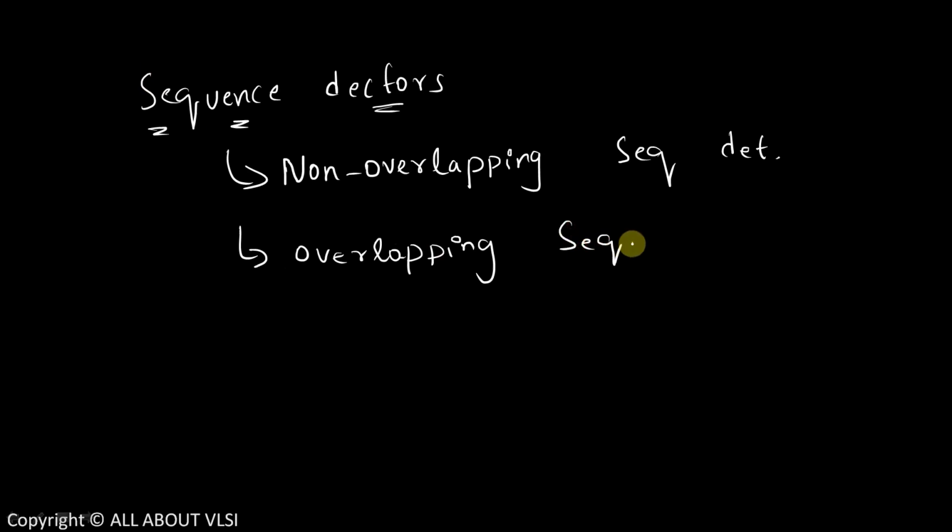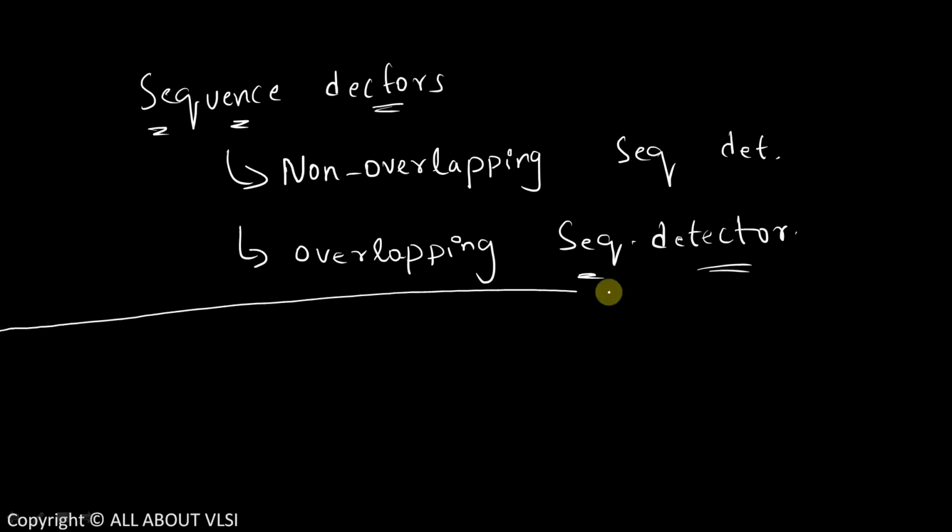Before going to discuss the Mealy FSM for this particular sequence detector, sequence detection is again classified into two types. We have non-overlapping sequence detectors and overlapping sequence detectors. Let us try to understand the difference between them. First let us understand how a non-overlapping sequence detector works, then we'll come back to the overlapping sequence detector.